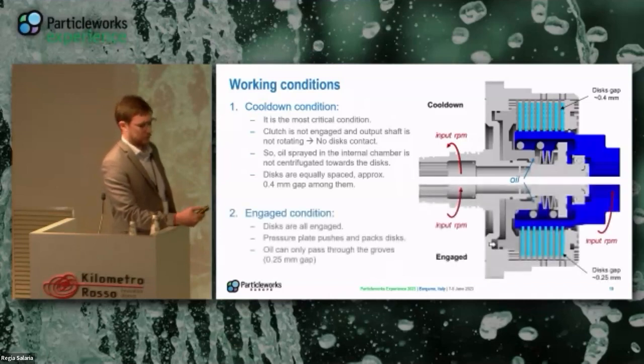The second configuration is the engaged condition in which all the disks are in contact. And from the point of view of the simulation, it's more demanding because the gaps are smaller, only the groove size, which is 0.25 millimeters. So oil can flow only through the grooves. But we have centrifugal forces because the output shaft is also rotating, and so the oil from the internal chamber can more easily flow and reach the disk.